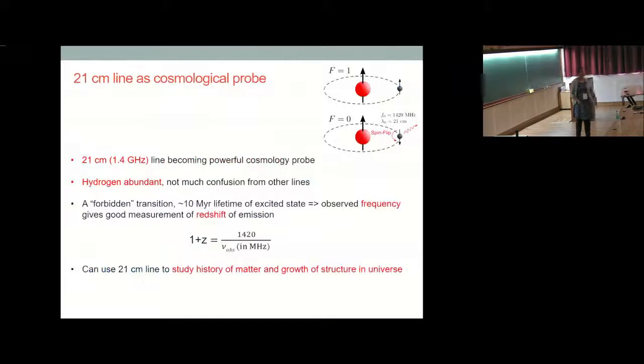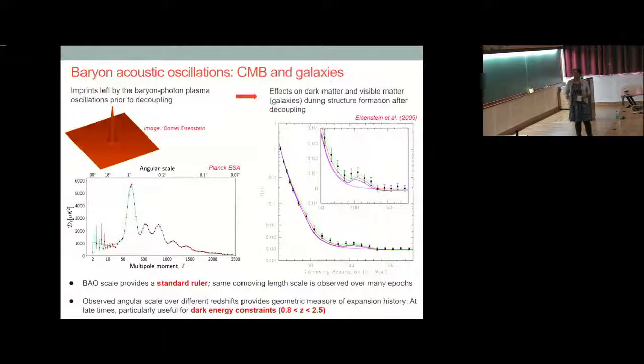So I'm just going to start off with 21 centimeter intensity mapping. 21 centimeter is becoming popular as a cosmological probe. Hydrogen is abundant, so there is not much confusion from other emission lines. And the frequency observed gives a very good measurement of the redshift using this relation. We use 21 centimeter to study the matter and growth of structure in the universe.